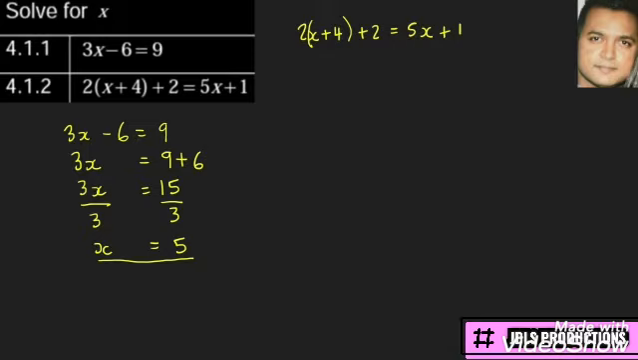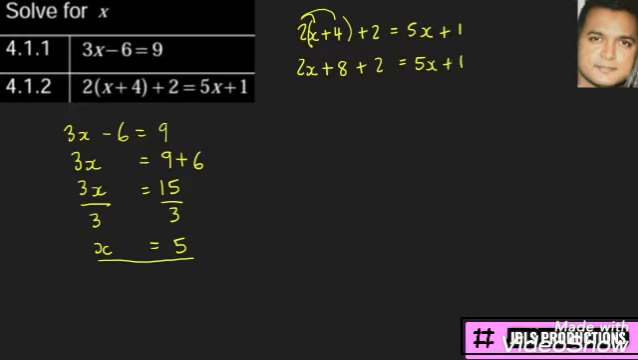The first thing we will do is remember distribution, because there is a number in front of a bracket. So let's distribute. It will be 2x. We'll multiply by each item in the bracket, and it will be plus 8. The rest of the question remains the same.